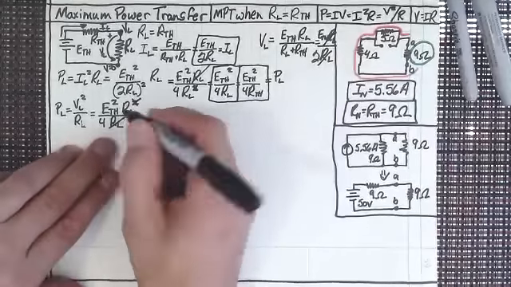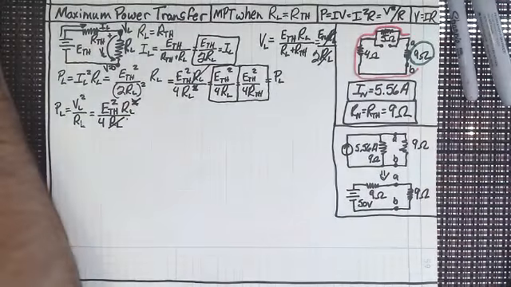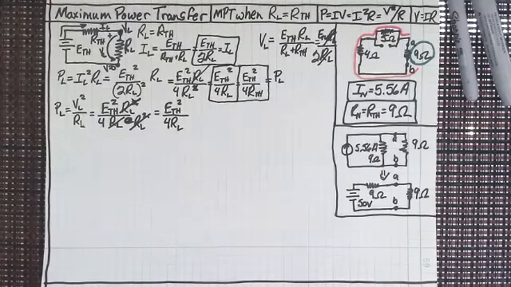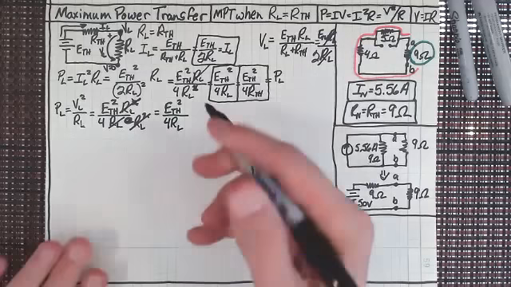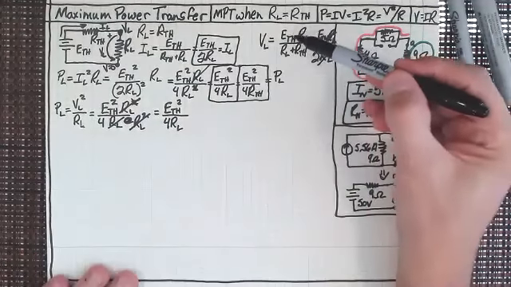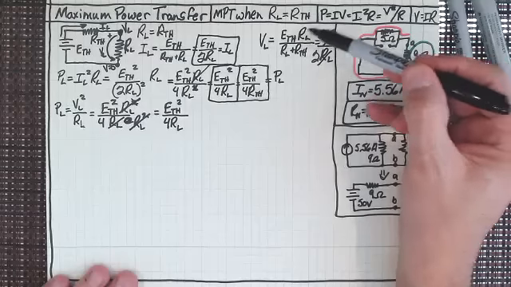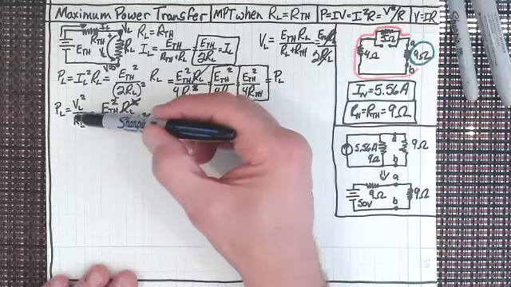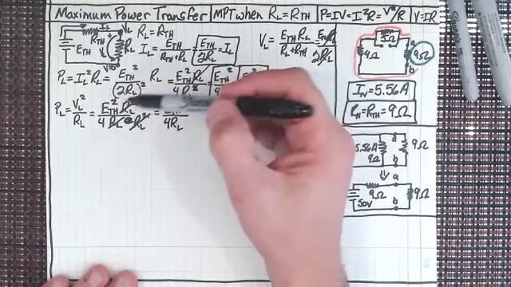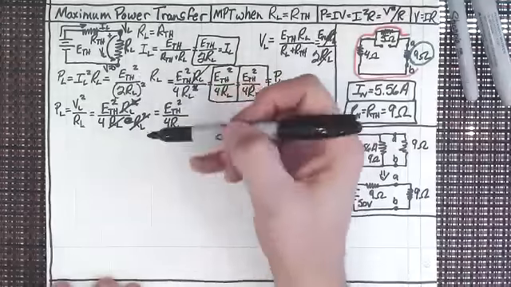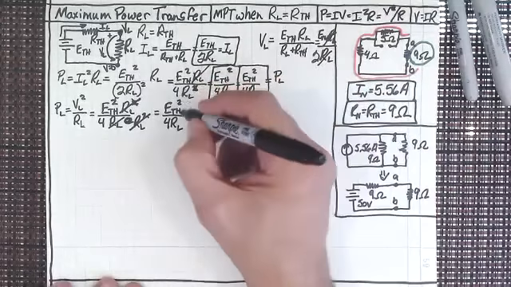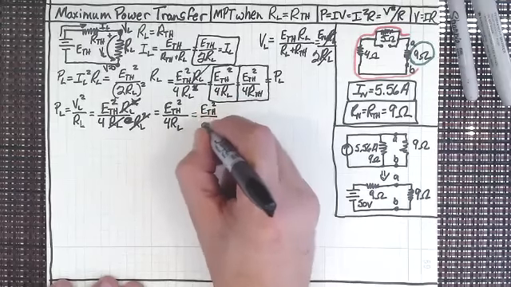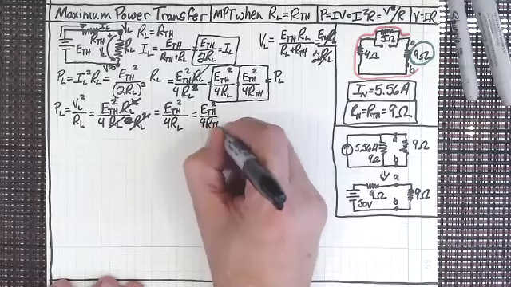Let me check something. I'll be right back. Hi class. No, I've done everything right. I just wanted to check to make sure that everything looked right. I've got this canceled out with R sub L, so squaring V sub L is just going to give me E sub TH squared over 4. And then in the denominator, I have R sub L. So it comes to E sub TH squared divided by 4 times R Thevenin, right?